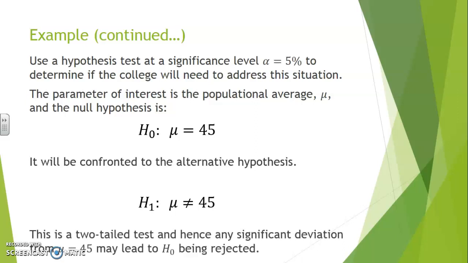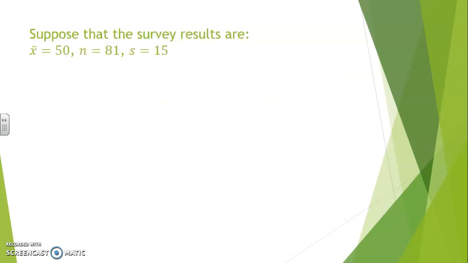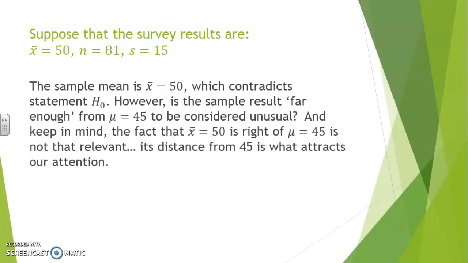This is what we call a two-tailed test, as any deviation left or right from 45, that is, far enough, may lead to H0 being rejected. Now, suppose that the survey results from a sample of size 81 and a standard deviation 15 is to have a sample average of 50. 50 is in contradiction with what we expected, which was an average of 45. Now, is it far enough to conclude that H0 is a false statement?